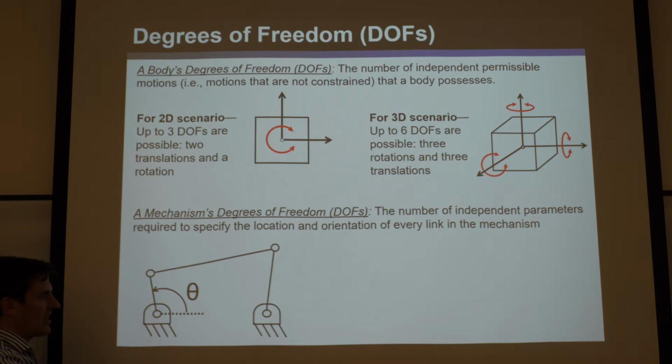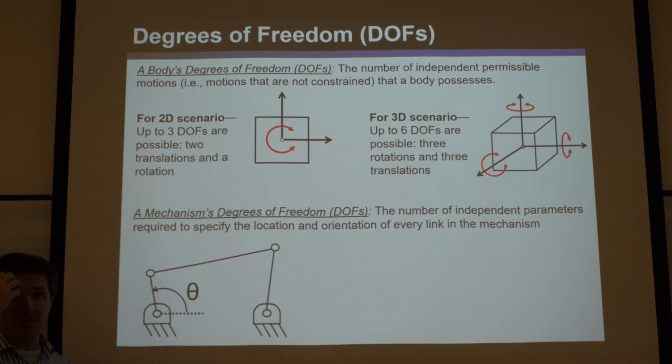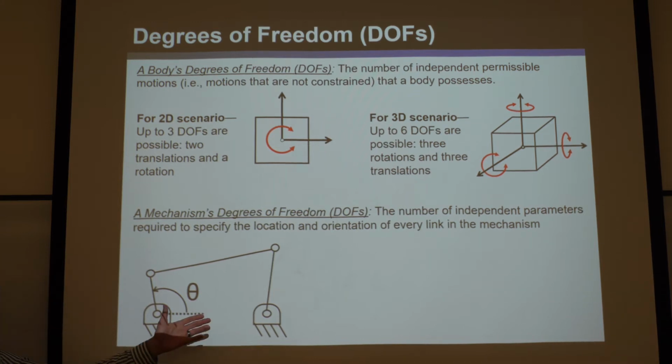I'll show you some exceptions to that, but it can be useful to think of it that way. Another way to think of it is how many motors or actuators would you need to fully control the whole mechanism? And that's usually the number of degrees of freedom. So in this case, if I just had one motor turning this, the rest would all move and be determined. Okay? So for this mechanism, this 4 bar is 1 degree of freedom.